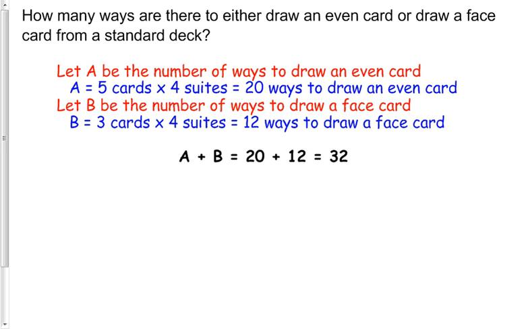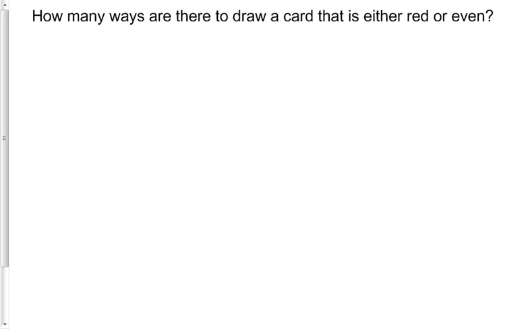Now, this leads to the question of what happens if it's something that's not mutually exclusive? What happens if there's an overlap, like in this example? How many ways are there to draw a card that's either red or even? Obviously, there are cards that are both red and even, and we have to watch out for those cases. The easiest way to describe this is by using a Venn diagram.